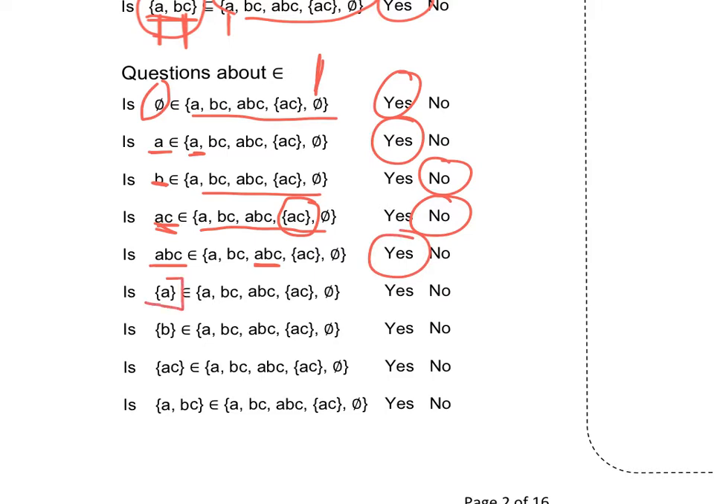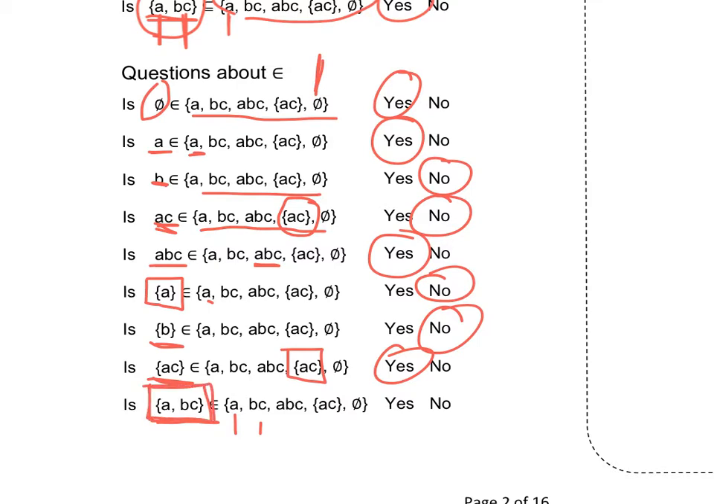Is the set containing A an element? Well, there's an A here, but no set containing A, so the answer is no. Is the set containing B an element? Same thing, no. But what about the set containing AC? Well, yeah, absolutely. The set containing AC is an element, so we say yes. And what about the set containing A and BC? Well, A and BC are both elements of this big set, but we don't want to see if A and BC are elements. We want to see whether this set containing both of them is an element. And that is not, so we say no.